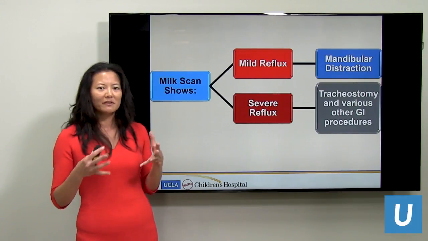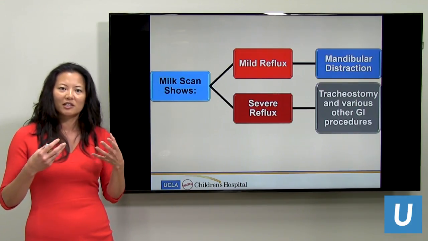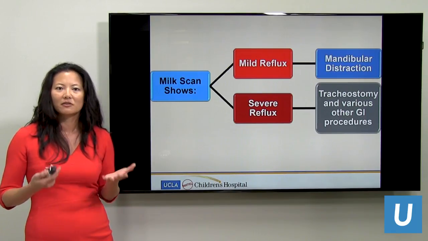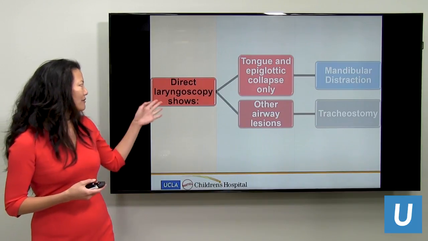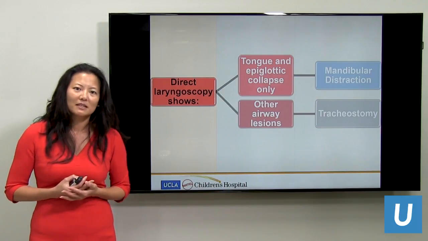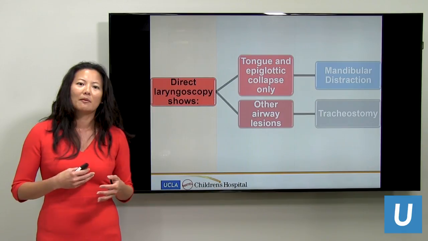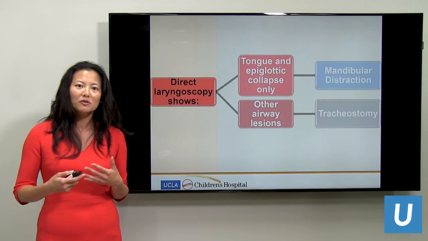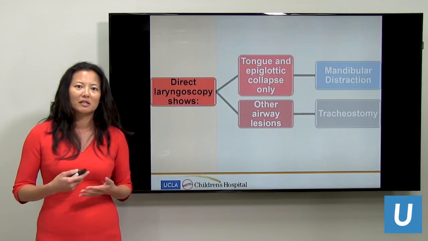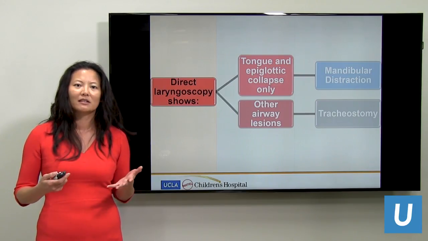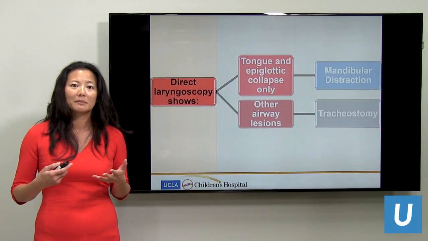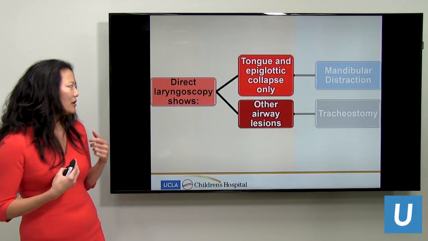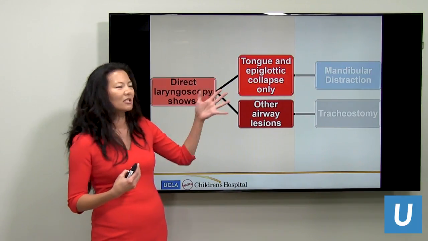Now, if the reflux is relatively mild or manageable, and the obstruction is still due to the small jaw, mandibular distraction is a great option. So lastly, direct laryngoscopy. While sleep studies and milk scans are done outside of the operating room, a direct laryngoscopy is done inside the operating room, usually with us prepared to do a mandibular distraction, provided that the direct laryngoscopy results are optimal. And what I mean by optimal is that there are no other airway lesions, that we're isolated to just the upper airway.